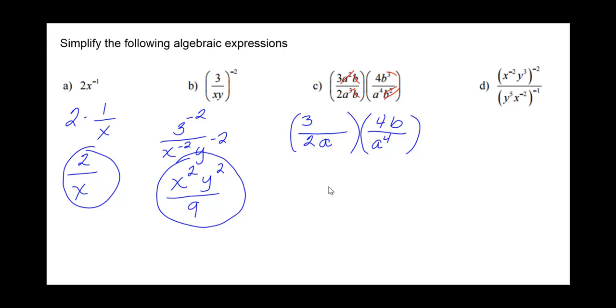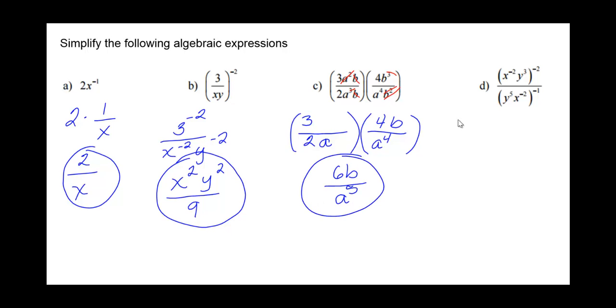Okay, now let's multiply these together into a single fraction. 4 times 3 is 12, and 12 divided by 2 is 6. That'll be in the numerator. We still have a b in the numerator. In the denominator, we have an a in the left-hand fraction and a to the 4th, so we would add those exponents. So it would be a to the 5th power in the denominator, and that would be your final answer.